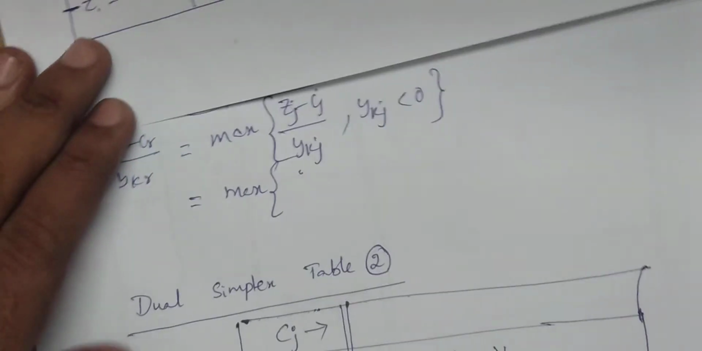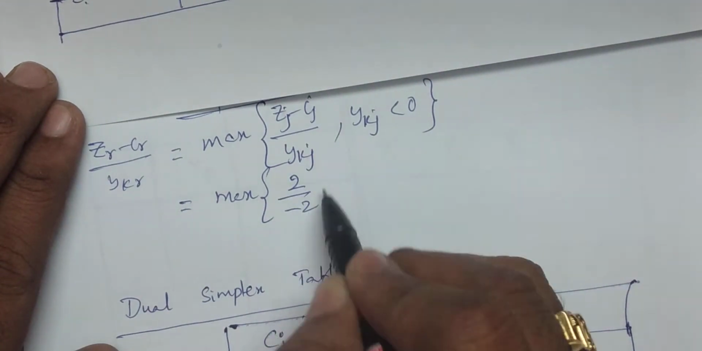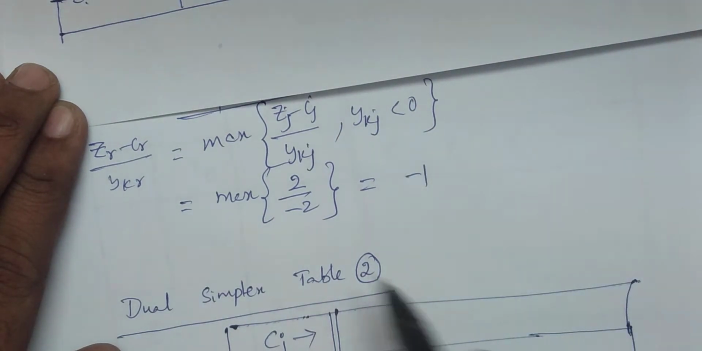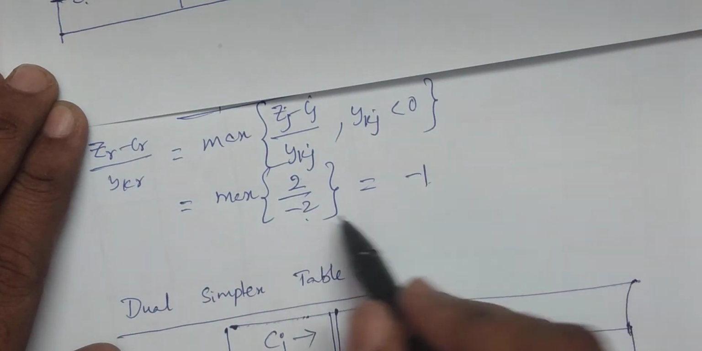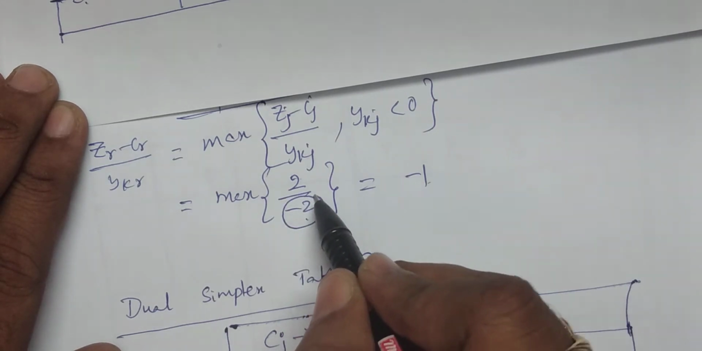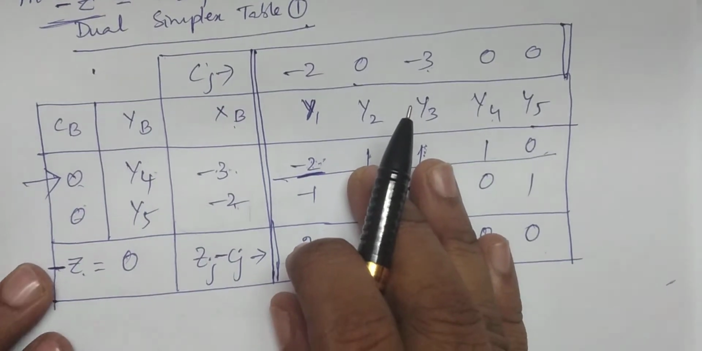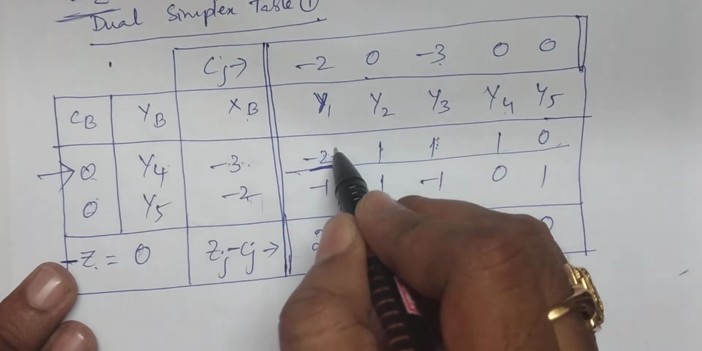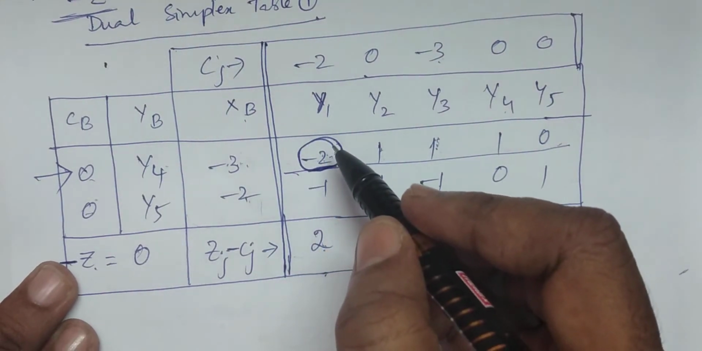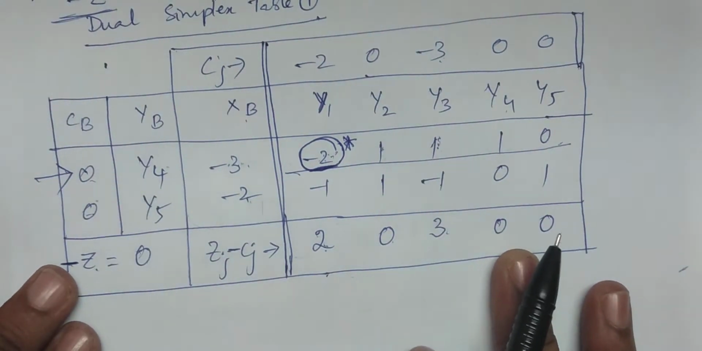I am calculating here. You see here, maximum of 2 divided by -2. Only one value, therefore it is the same value. It is -1. 2 by -2 is -1. So the corresponding element is -2. That is what is required. Where is it in the table? You observe here, in the table it is -2. Therefore this -2 is the pivotal element. Put a star mark. This is nothing but the pivotal element.